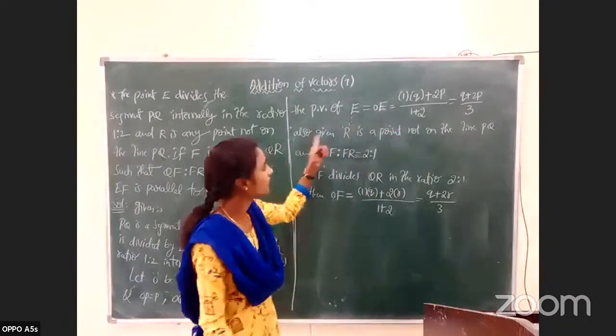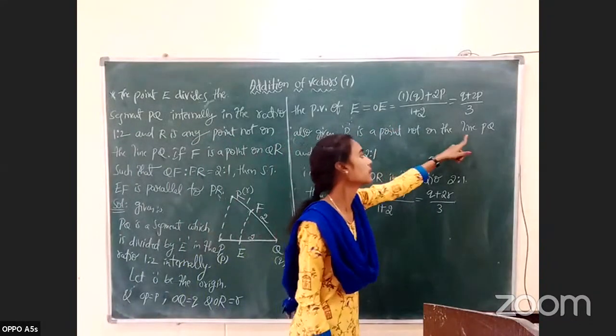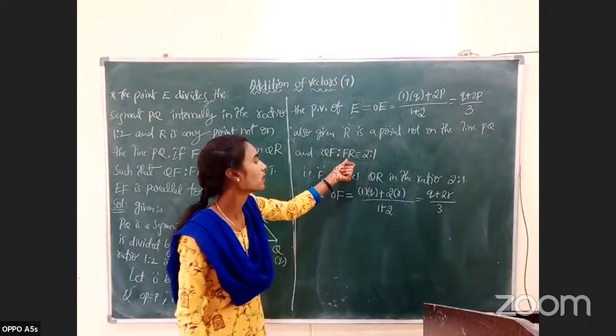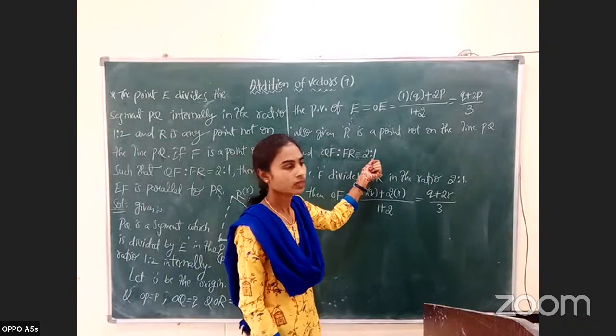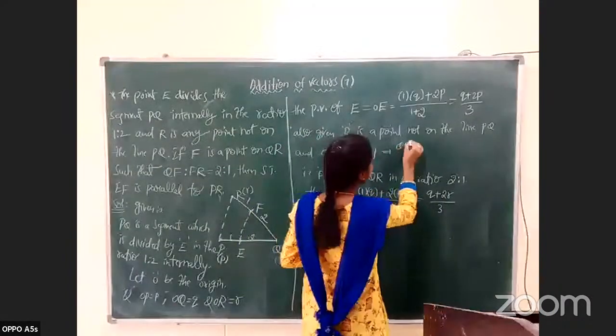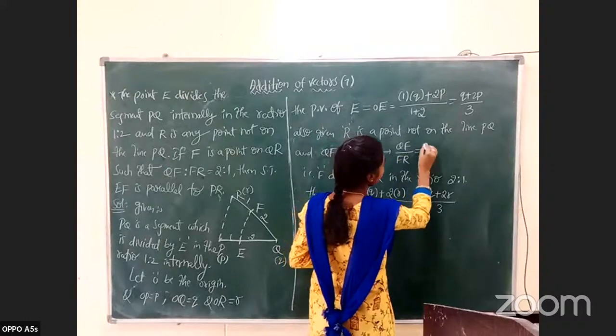And also given R is a point not on the line PQ and QF is to FR is equal to 2 is to 1. That means QF by FR is equal to 2 by 1.